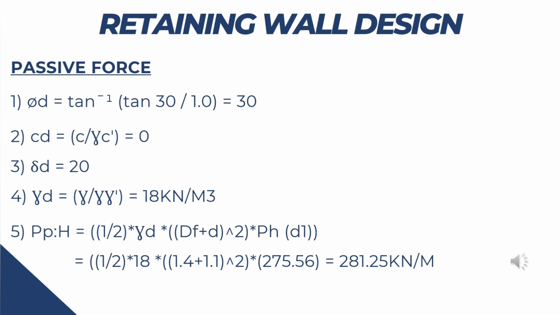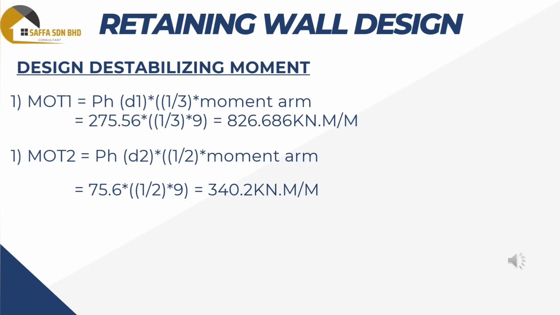Then we move forward to the design destabilizing moment. For the MOT1, moment 1, the equation is PhD1 times 1/3 times the moment arm. The total is 126.686 kN per meter. For moment 2, the equation is PhD2 times 1/2 times the moment arm. The total is 340.2 kN per meter.